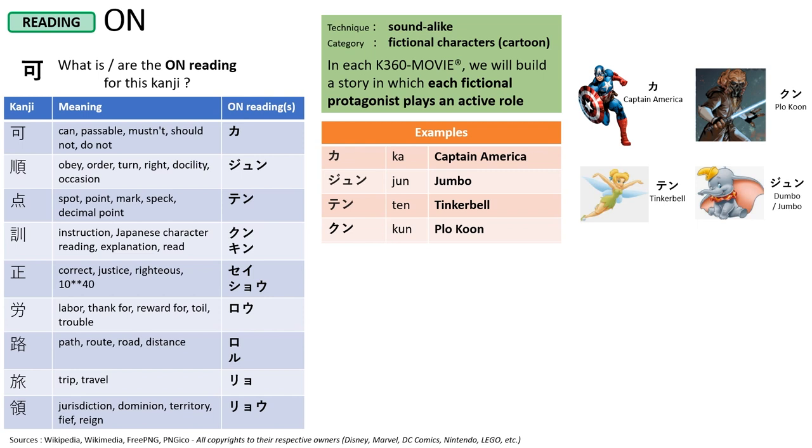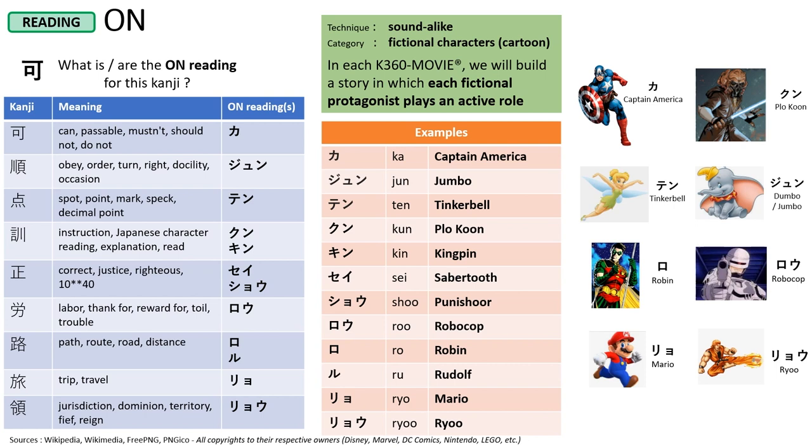Now let's see an interesting case, the short versus long syllable. This is a frequent problem for Japanese language learners. How do I remember if it is a short or long syllable? For the short Ryo, I'm using the character Super Mario from Nintendo. While for the long Ryo, I'm using the character Ryo from a video game. Similarly, for the short sound Ro, I'm using Robin from Detective Comics Batman. While for the long Ro, I am using Robocop.